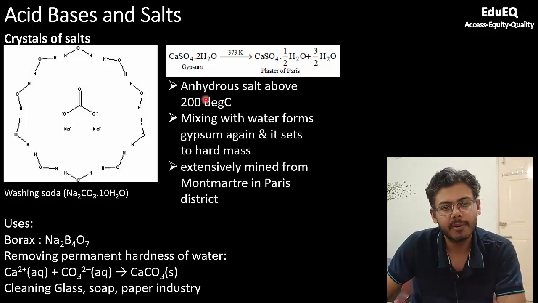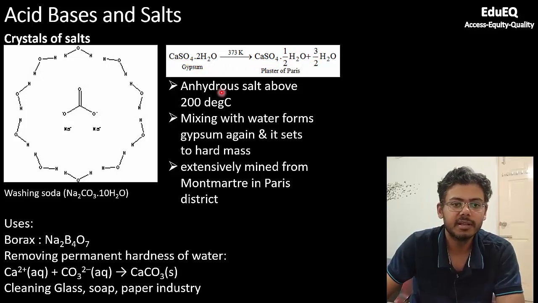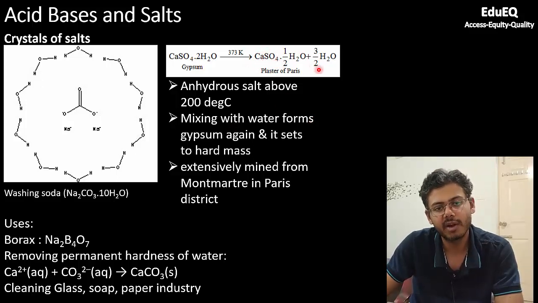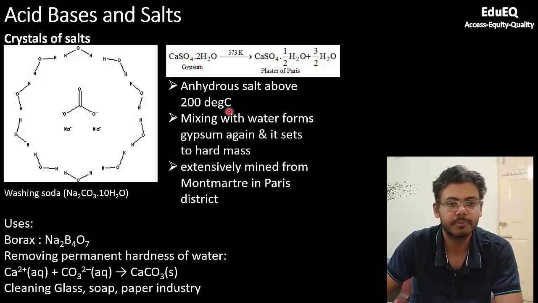So you can see above 200 degrees Celsius, I would say 473 Kelvin, this will lose all the water molecules and only calcium sulfate will be formed. Now mixing with water forms gypsum. The moment you get this anhydrous salt, or even this salt called plaster of Paris, you add water, it will again form back calcium sulfate dot 2H2O, which is gypsum.